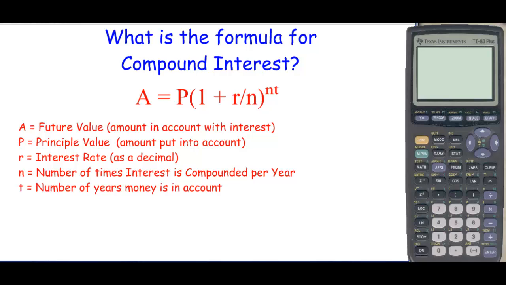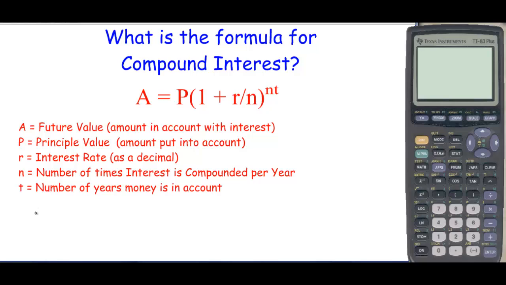We're going to use A equals P times the quantity 1 plus R over N, to the NT. Now, it might seem kind of like a scary equation, but most students are really good at remembering it as soon as we do a couple of examples. There are 5 variables, A, P, R, N, and T, and you need to know what each one stands for.